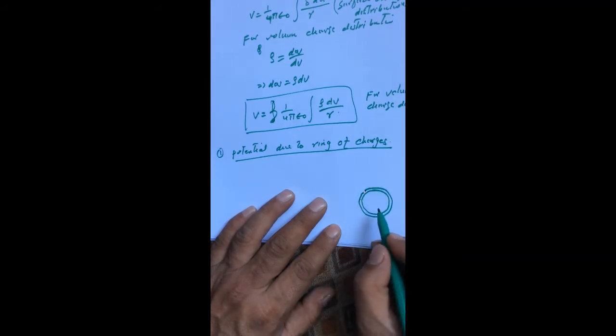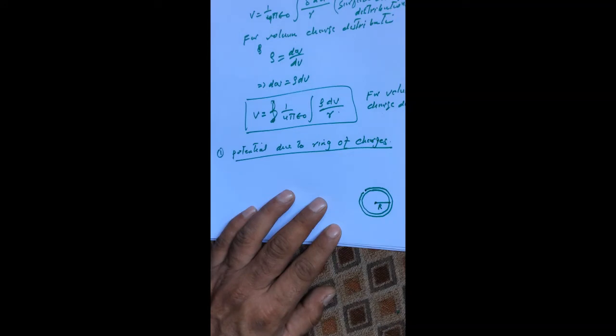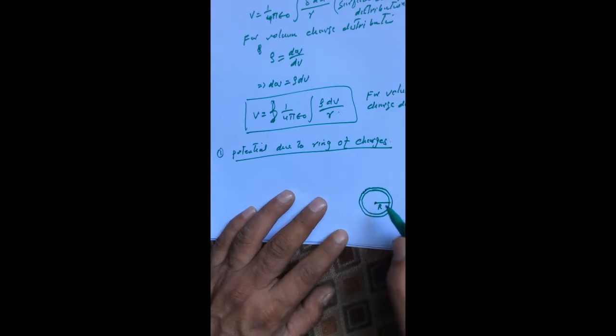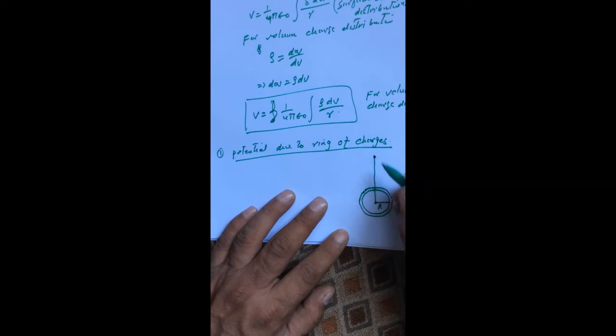And the radius of this ring is, let's suppose, capital R. And we have total charge q on this ring. Now we have to calculate the potential at point P. Let's suppose this is the point P, which is along the z-axis.